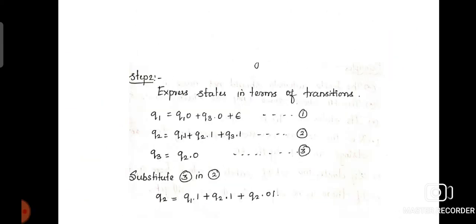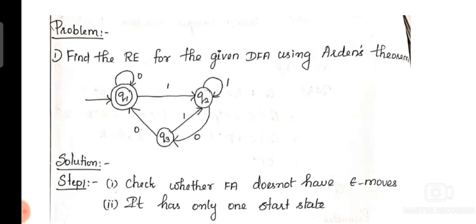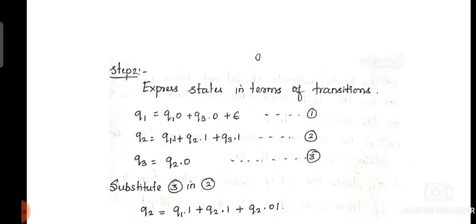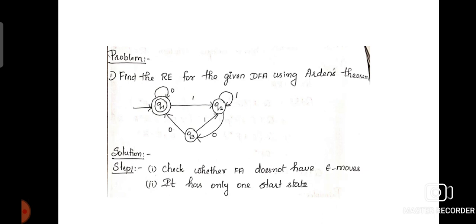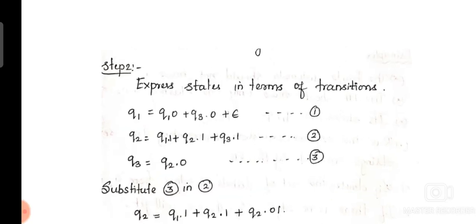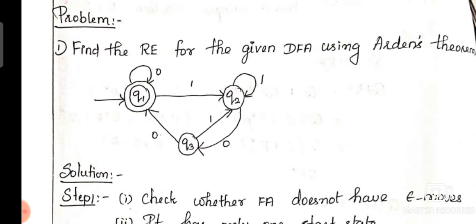Now we have to check whether the FA does not have epsilon moves. This Arden's theorem is applicable only to DFA, deterministic finite automata. In step 2, we are going to apply the equations that we have derived in the theorem. We write the equations for all the states. We are having 3 states, so we will derive the equations for Q1, Q2, Q3. On the right hand side, for Q1 is equal to, we have to look at the state Q1 initially.